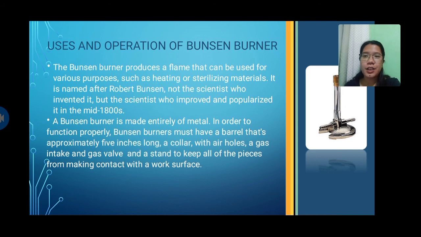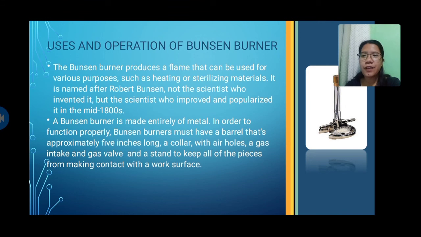And these are the uses and operation of Bunsen burner. Bunsen burner produces a flame that can be used for various purposes, such as heating or sterilizing materials. It is named after Robert Bunsen, not the scientist who invented it, but the scientist who improved and popularized it in the middle of 1800s. Bunsen burner is made entirely of metal.